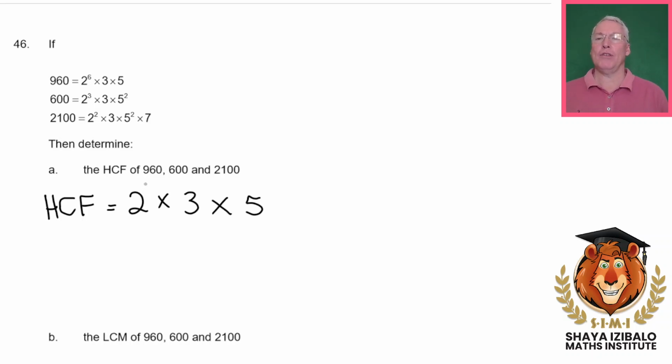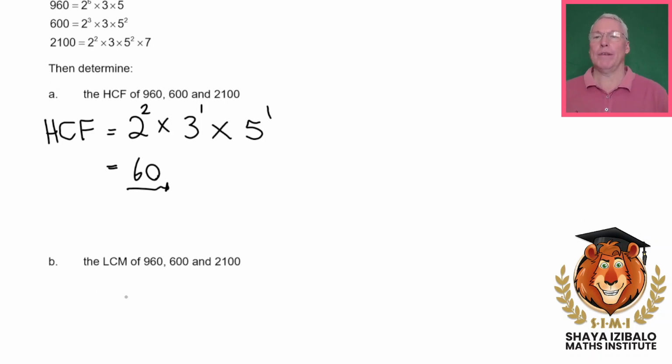So in fact, we're going to take the lowest number of 2's that exists. We've got 6, 3 and 2, so we're going to take 2. We've got a 3, a 3, and a 3, so we're going to take 1 3, that's the lowest number, and we're going to take 1 5. This number over here, which happens to be 60, when we multiply it out, is the highest common factor.